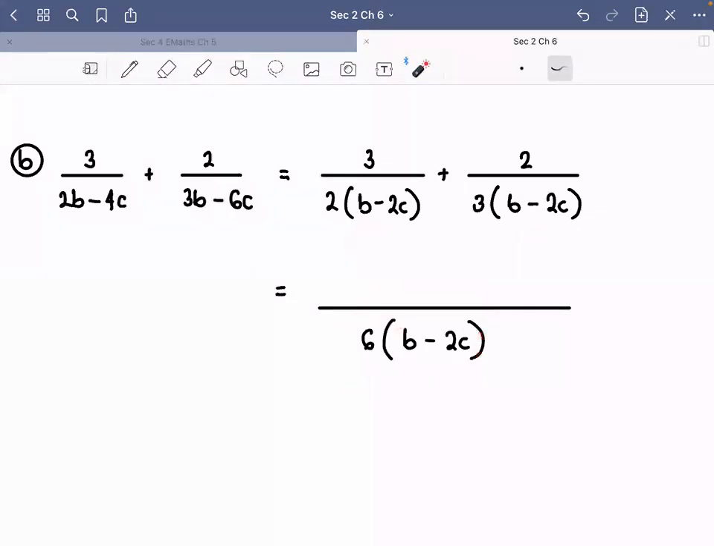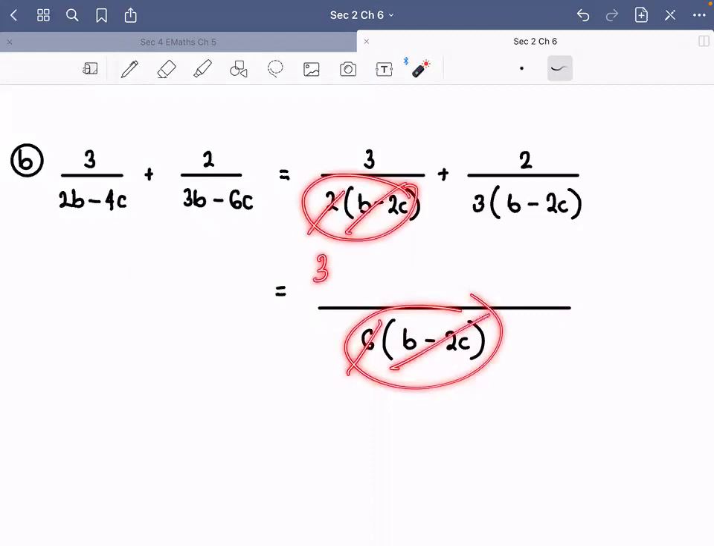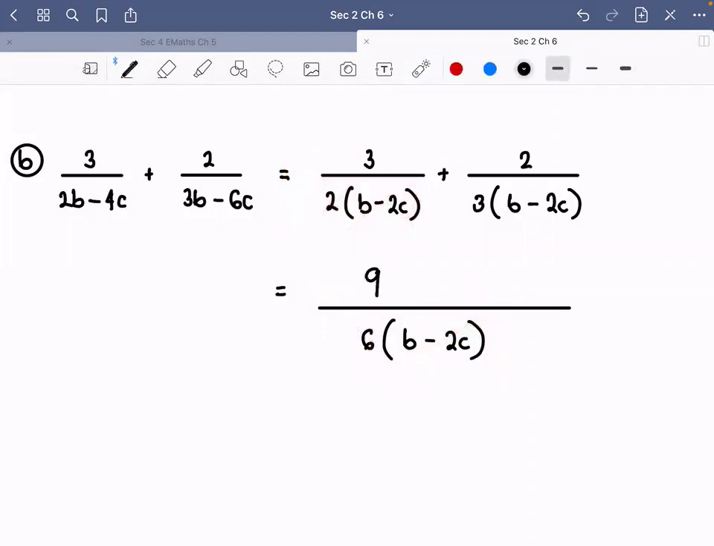After this, you need to divide it by this denominator, and same with this. So 6 times b minus 2c divided by 2, what do you get? What is 6 divided by 2? That's 3, right? So basically this divided by this becomes 3, and b minus 2c is cancelled, because it's similar. So what happens with 3? 3 times 3 gives 9. And then plus, so we do the same here.